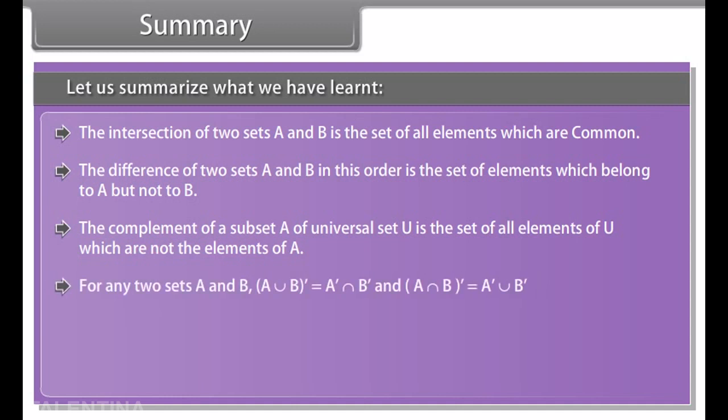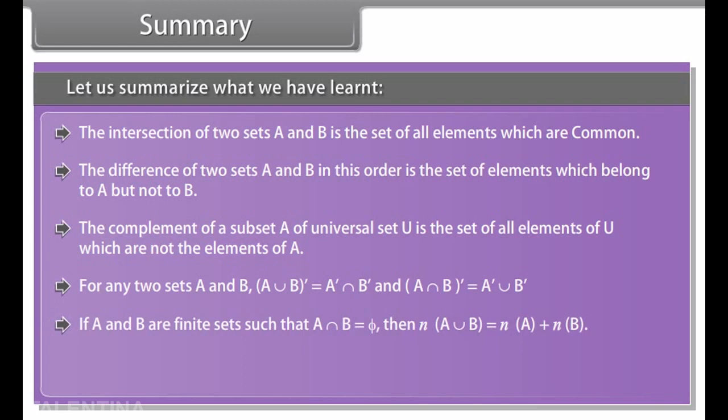For any two sets A and B, the complement of A ∪ B is equal to the complement of A ∩ the complement of B, and the complement of A ∩ B is equal to the complement of A ∪ the complement of B. If A and B are finite sets such that A ∩ B = phi, then n(A ∪ B) = n(A) + n(B). If A ∩ B is not equal to phi, then n(A ∪ B) = n(A) + n(B) minus n(A ∩ B).